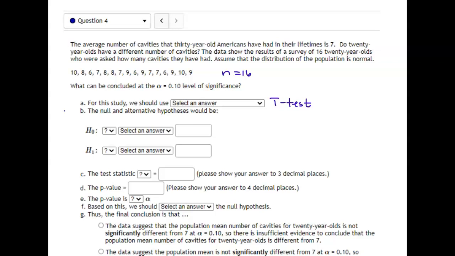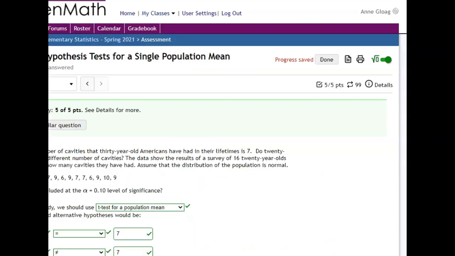Okay. So my null hypothesis is that the mean is equal to 7, and the alternate hypothesis, it says do 20-year-olds have a different number? So it's not going more or less, it's just different. So mu is not equal to 7. Alright, so now we need to do the calculations. So first with StatCrunch.